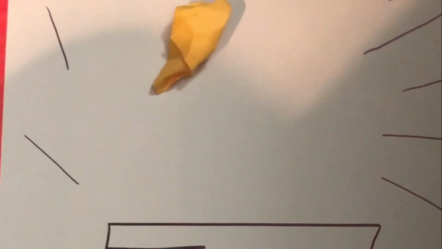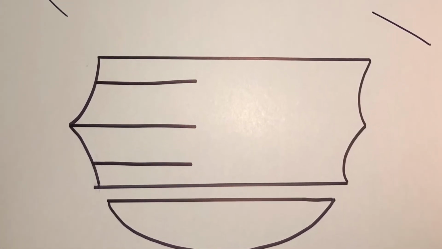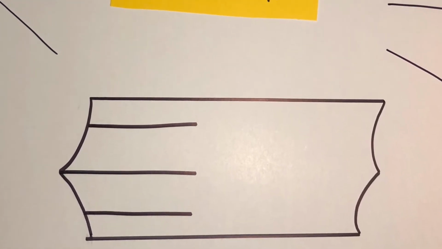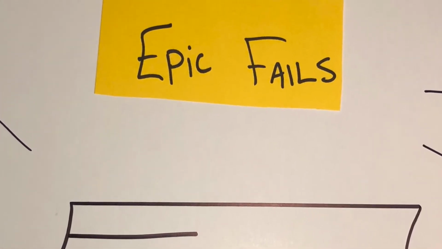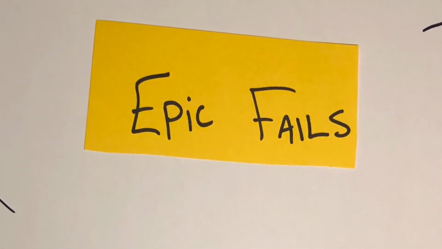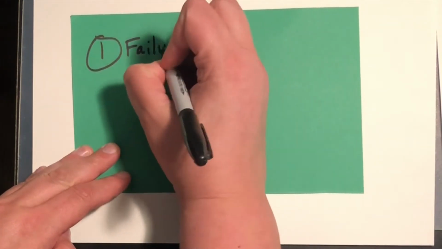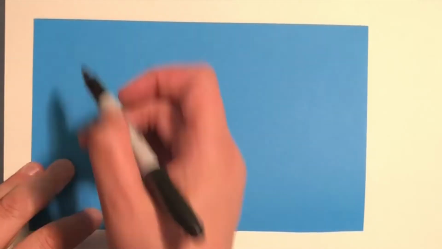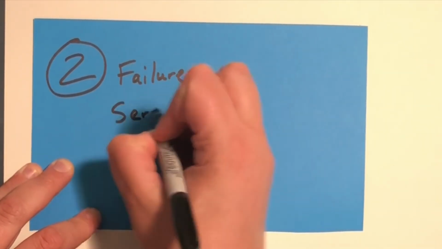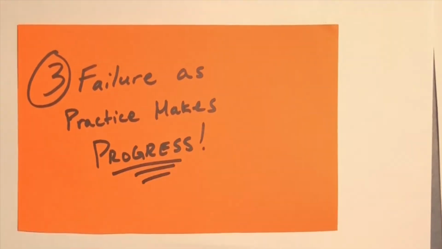will work. This inevitable process of failing isn't bad when you learn what not to do. Failing is a catalyst for creativity throughout the process of learning and teaching experiences. Failure can look like any of the following three things. 1. Failure as an opportunity for deeper learning. 2. Failure as serendipitous. And 3. Failure as practice makes progress.